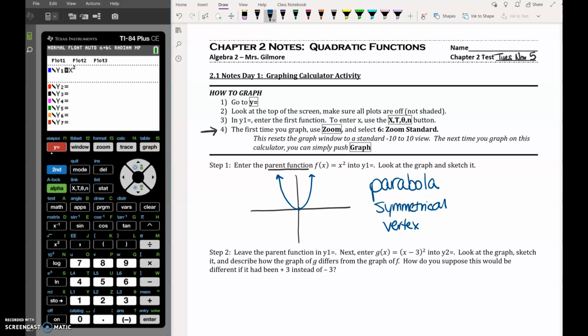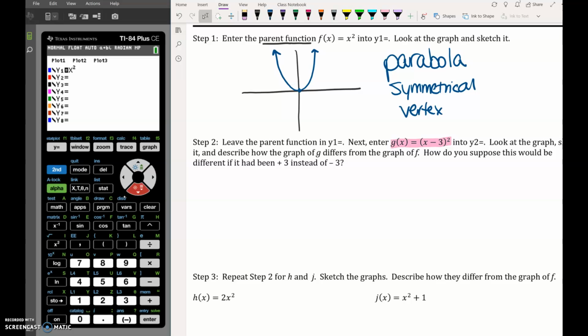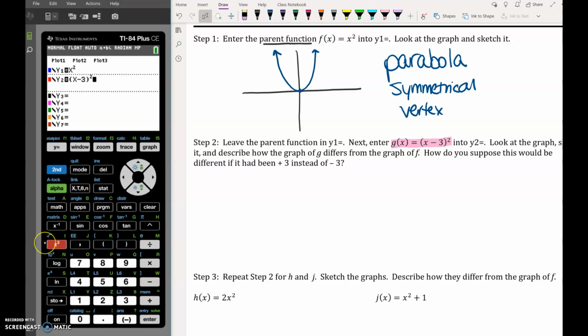So go back into the y equals button and arrow down so that you're in y2 equals. In y2 equals, we are going to enter this function: parentheses, x minus 3, close your parentheses, squared. Before you hit the graph button, I want you to think about what you think is going to happen. It's going to move. Why do you think right 3?